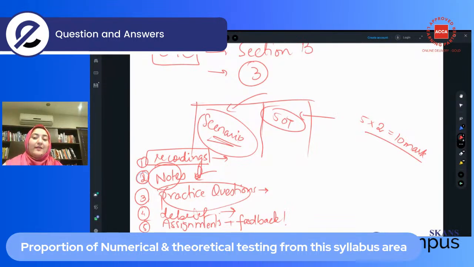So in all 3 parts of the exam, the numerical and theoretical proportions are equally tested. I'm not exactly saying 50:50, because in every exam attempt this ratio might change. In some attempts there is more theoretical testing than numerical, but it remains around 50:50, roughly.